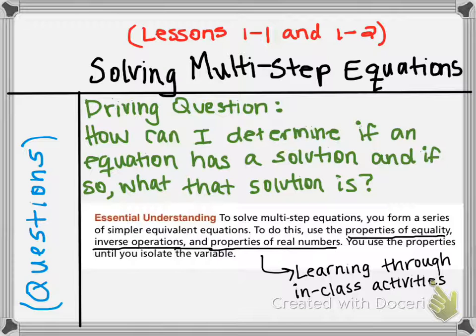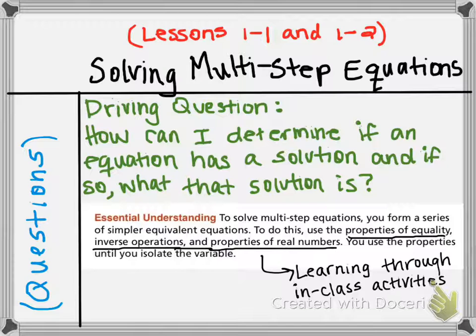This next piece is directly from the textbook, so it's called The Essential Understanding, really the meat of this lesson. To solve multi-step equations, you form a series of simpler equations. In other words, you're going to be performing a series of steps. To do this, you use the properties of equality, inverse operations, and properties of real numbers. By the way, those 3 things mentioned you're going to be learning through, or maybe have learned through, in-class activities. You're going through some stations, so don't worry about that right now.